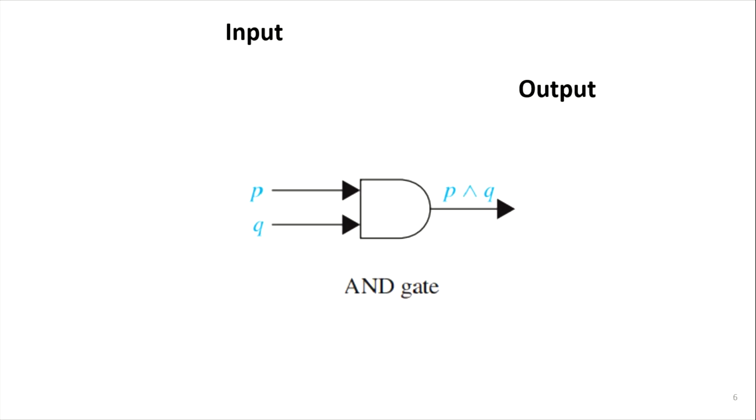Let's go to the AND gate. When we say AND, going back to our logic, if both propositions are true, that's the only time the whole statement is true. Otherwise, it is false. So in this case, if both signals are 1 or on, then the output is on or 1. Otherwise, it is off or 0. This is the only output with 1, which is on. The rest is 0.